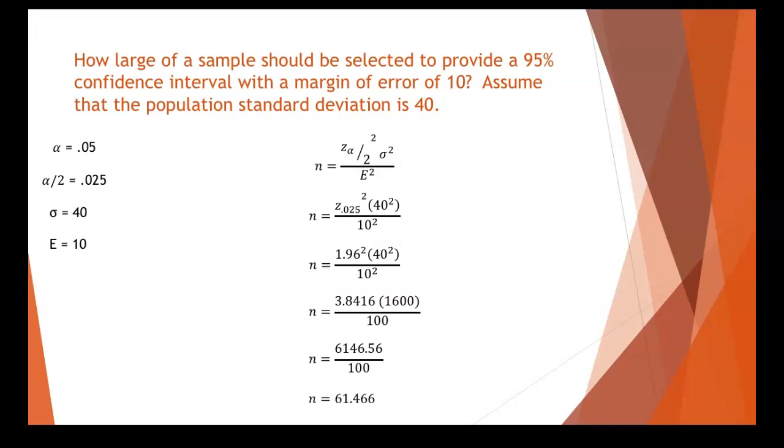So n equals 61.466. Now, we can't have a decimal in our sample size. In a normal math problem, we would round this down to 61. But a sample of 61 won't be enough. So no matter what the decimal is, you will always round up when you are looking for the required sample size. So in this problem, our required sample size is 62.